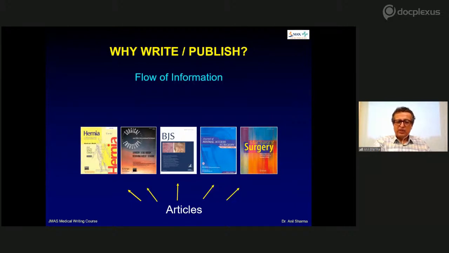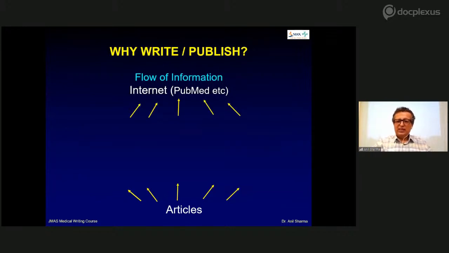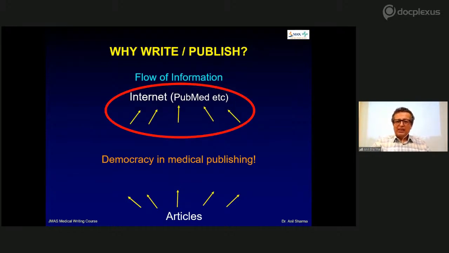But then that changed with the advent of the World Wide Web. And now content from these paper journals started to get stored in large online repositories like PubMed. So the final destination of your article today is not the paper journal, but large online resources like PubMed, Cochrane, Medline, and so on and so forth. So what that practically means now is that which journal you publish in does not make that much of a difference.